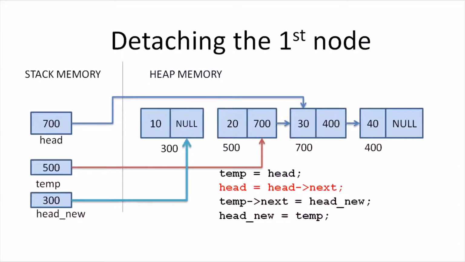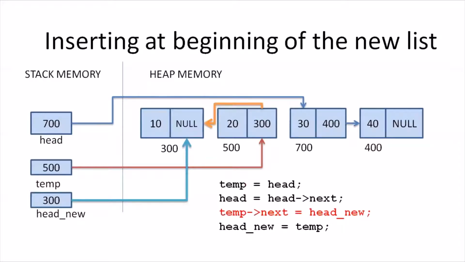And then when we execute temp next equals head new, by temp next we mean the next part of the node at address 500, and that is going to hold the address that is stored in head new. Now head new currently holds the address 300, so this 300 gets stored in the temp next part of the node, indicating that the original second node now points to the original first node. So the reversing has already started, and the second node which was detached from the original list is now getting inserted before the node having value 10 in the new linked list.